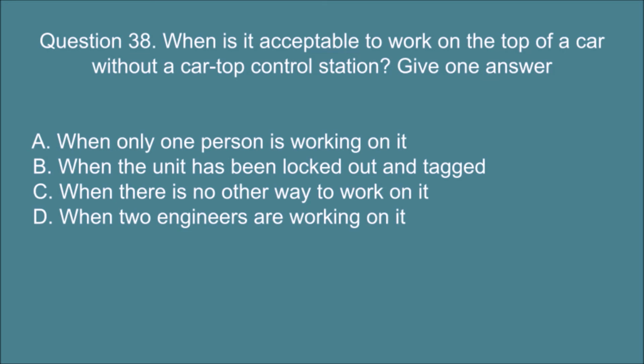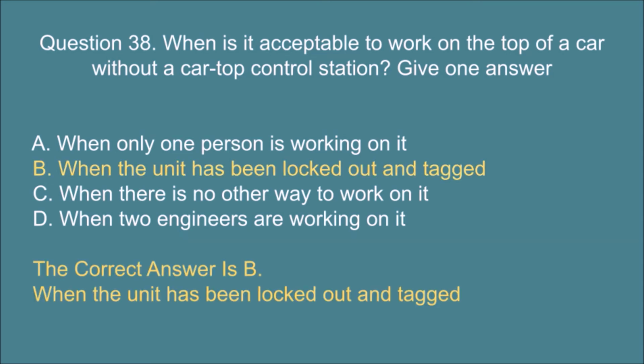Question 38. When is it acceptable to work on the top of a car without a car top control station? Give one answer. A. When only one person is working on it. B. When the unit has been locked out and tagged. C. When there is no other way to work on it. D. When two engineers are working on it. The correct answer is B. When the unit has been locked out and tagged.